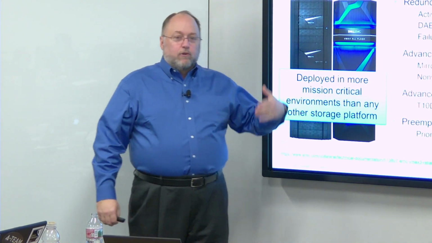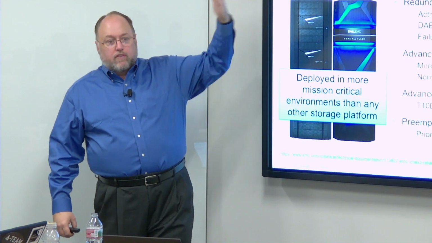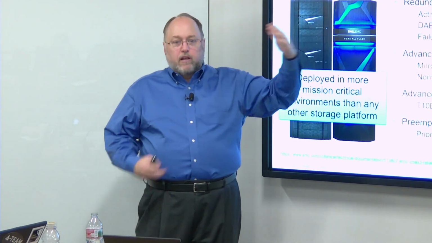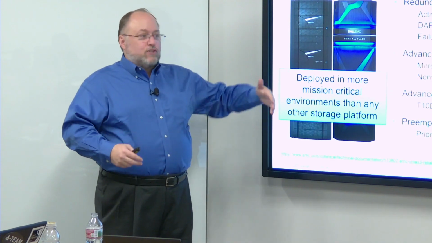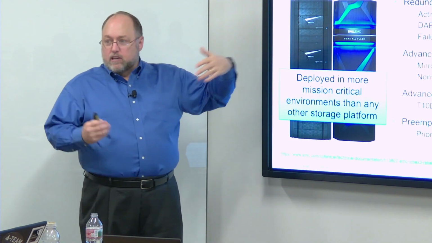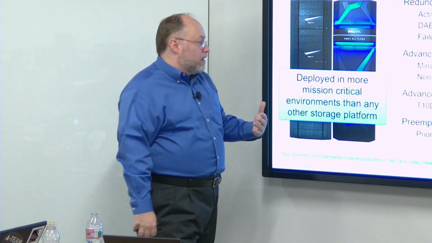So we've got T10 DIF. You can do T10 DIF on the front if you want, from the host to the array. We run it all the way from the front-end port down to the drive and back. So we have all the error correction stuff built in, in addition to all of our other paranoia, right? But that's included in the checksums that we put everywhere.